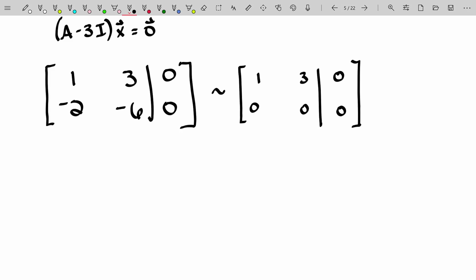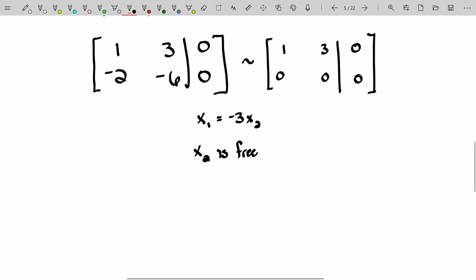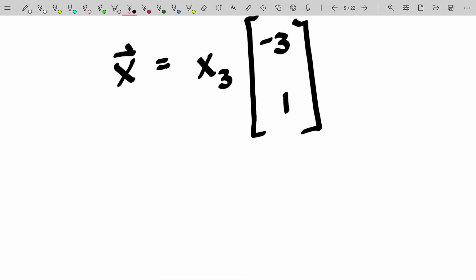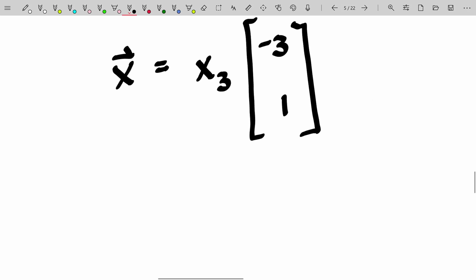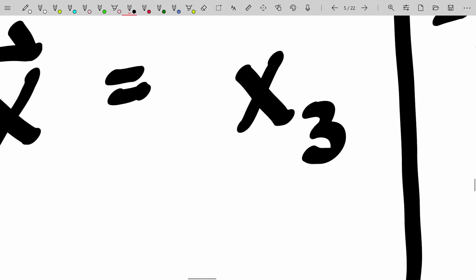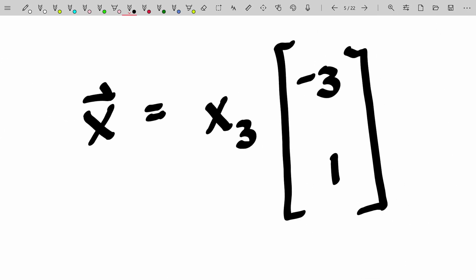We have a single pivot and a free variable. X sub 1 is equal to negative 3x sub 2, x sub 2 is free, and so we can describe the set of solutions to this homogeneous equation using this parametric vector equation. And it turns out you could choose any value you want except for 0, so any non-zero value you want for x sub 2, that's what that was supposed to be.